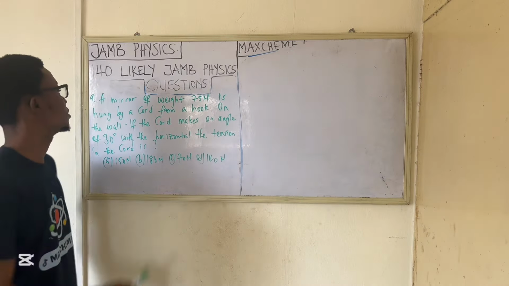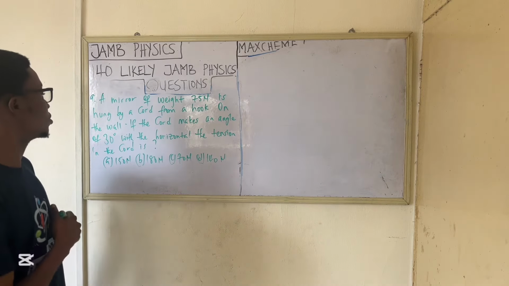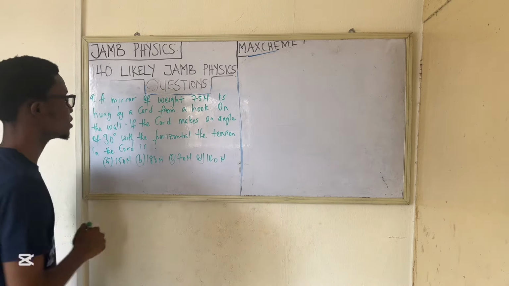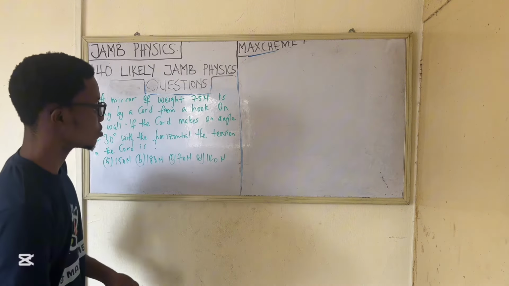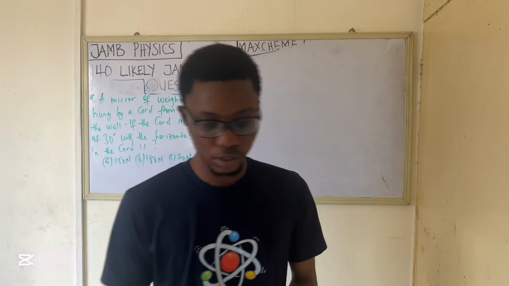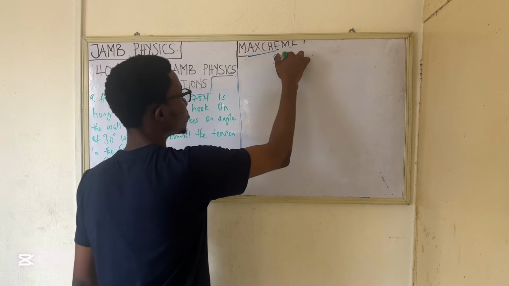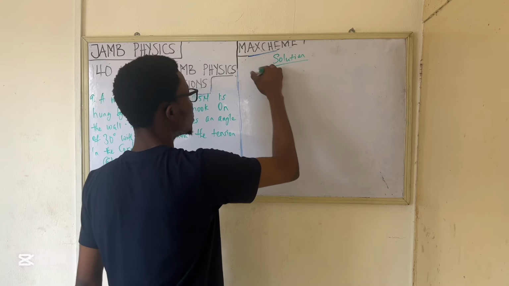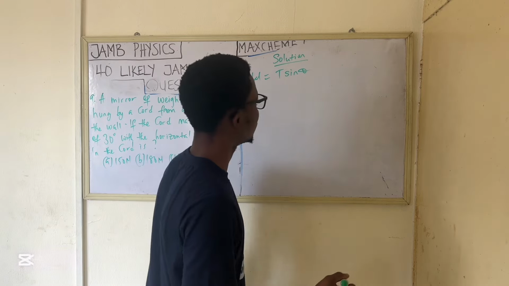Question 9. A mirror of weight 75 Newton is hung by a cord from a hook on the wall. If the cord makes an angle of 30 degrees with the horizontal, the tension of the cord is. Now, to calculate the tension, you have to recall the relationship between your weight and the tension. Weight is equal to T sine theta.